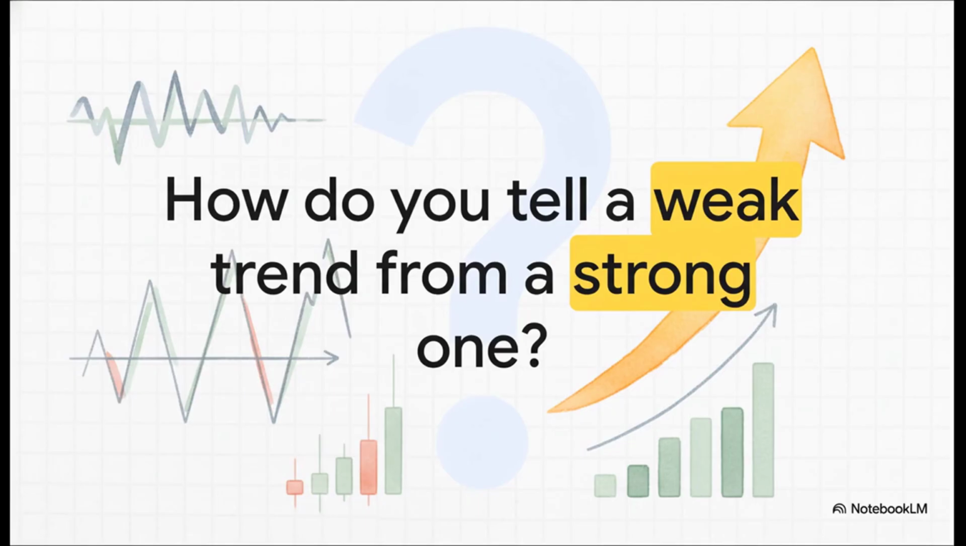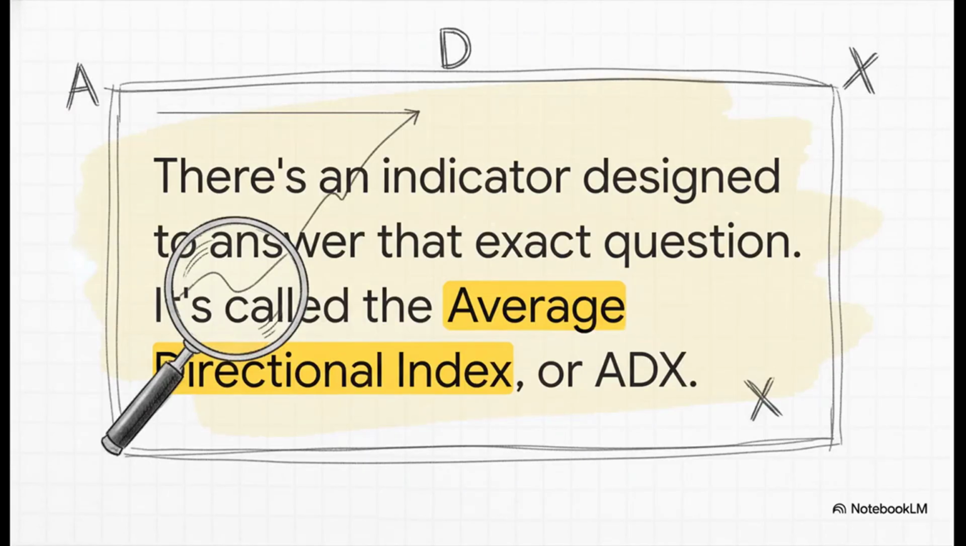It's a classic problem. You see a price start to move, you get excited, you jump in, and then nothing. It just fizzles out. You get caught in all that choppy, sideways mess. So how do you tell the difference between a real, powerful trend and a fake out that's just going to steal your money? Well, lucky for us, there's an indicator designed for that exact job.